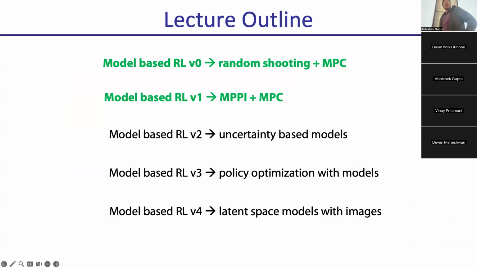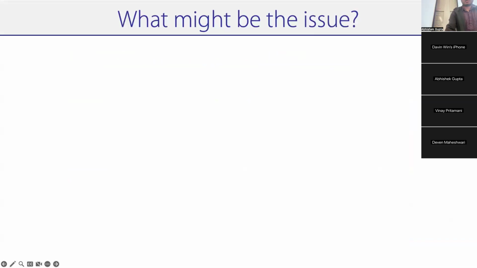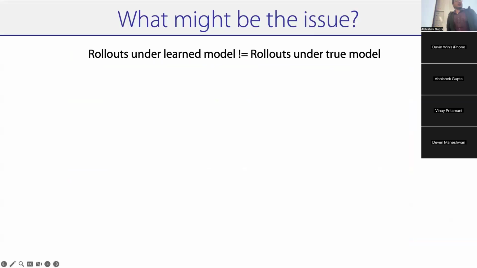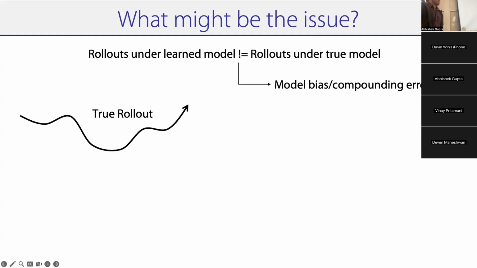That's things that we've already covered, right? But what makes model-based RL unique is the fact that you have learned models, right? And if you have learned models, the issue is that rollouts under your learned model may not be equal to rollouts under your true model. It's kind of like imitation learning, right? You have this compounding error problem.